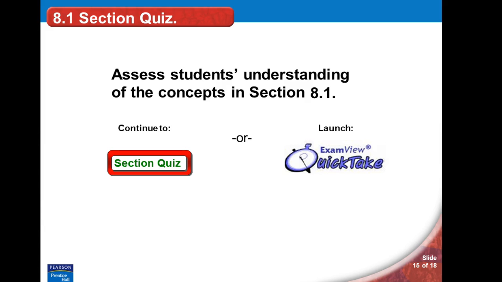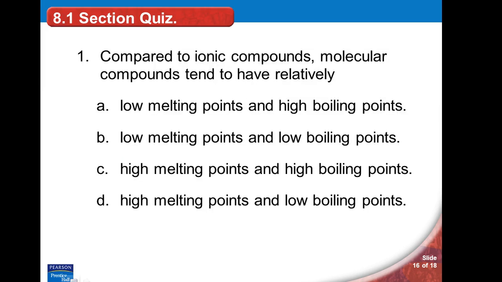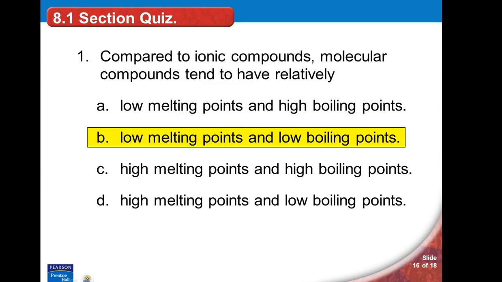Now let's talk about, I have a couple of quiz questions here. First quiz question is, compared to ionic compounds, molecular compounds tend to have relatively low melting points and high boiling points, low melting points and low boiling points, high melting points, high boiling points, or high melting points and low boiling points. Pick your answer. Pause the video here if you would like to take some time to figure this out. All right, so the answer is low melting points and low boiling points. Molecular compounds tend to have this. We will talk about why once we get farther into talking about molecular compounds.